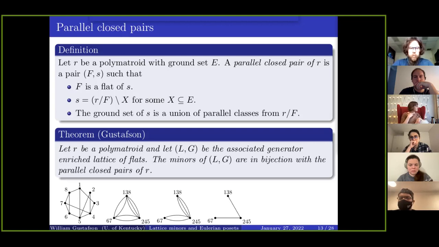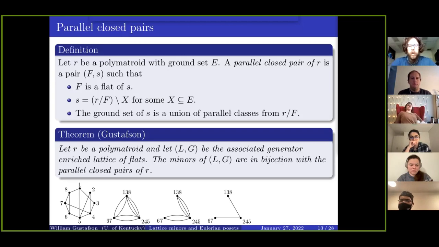On the left is some graph. Just to the right of that is a contraction by a flat. You can read the flat off from the labels on the vertices. The corresponding partition has blocks 1, 3, 8, 2, 4, 5, and 6, 7. Just to the right of that is a parallel closed pair viewed as a graph. Since I deleted that one edge on the left of the sort of triangle shape, I delete the other one as well.